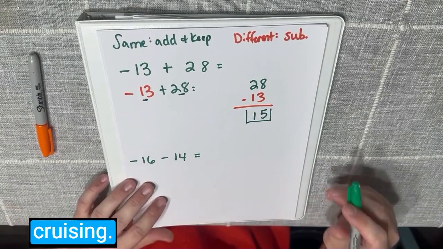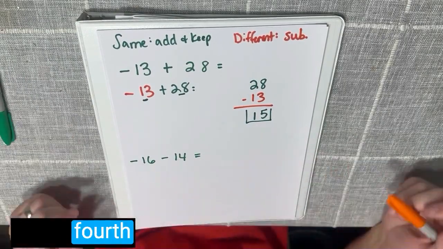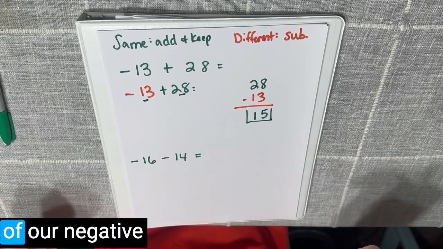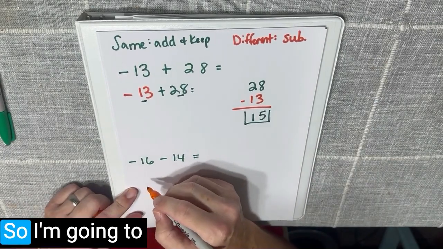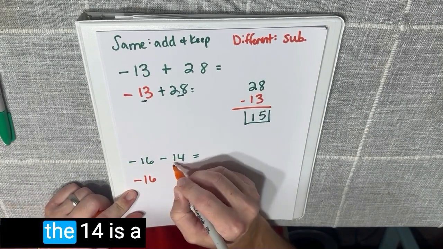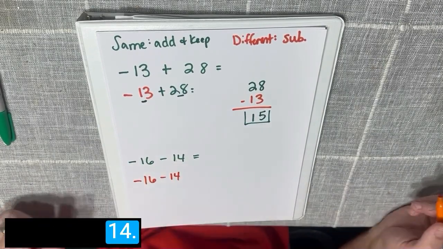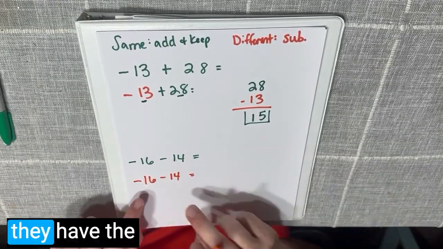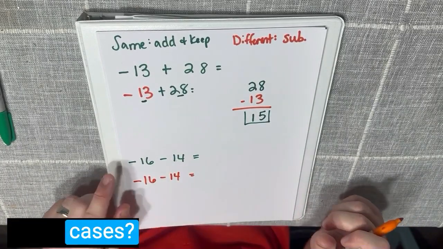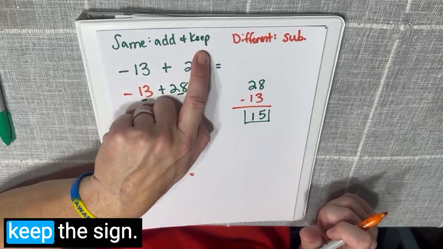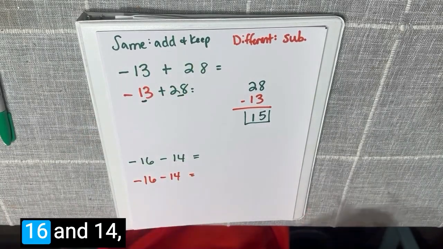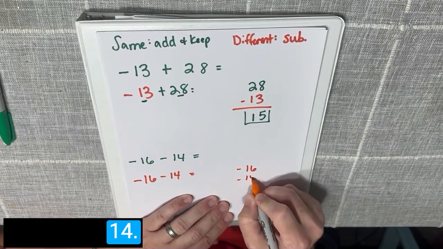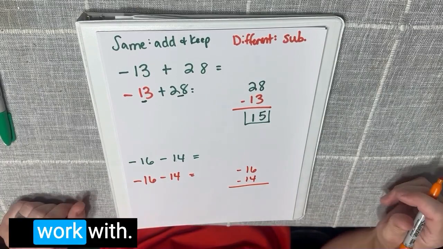All right, we're cruising. All right, so when I come down to the 4th question here, I got a -16 and a -14. Now, I'm going to remember all of our negative numbers we said we're going to write in orange. So I'm going to put -16 and the 14 is a negative as well. So I'm going to put -14. And so if we look at this, mathletes, again, they got the same color, or in other words, they have the same sign. So what do we do in those cases? We add and keep the sign. But again, 16 and 14, that would be tough to do in our head. So I'm going to rewrite it over here, -16 and -14. I'm going to write them vertically, a lot easier to work with. Okay.